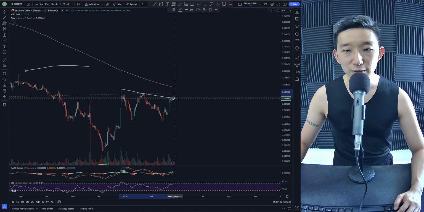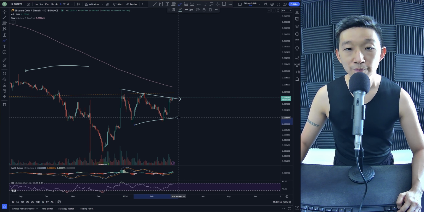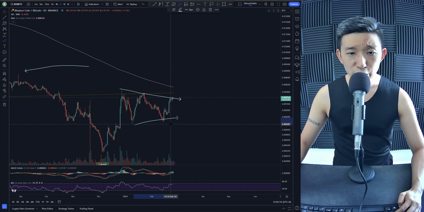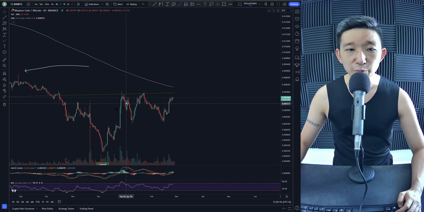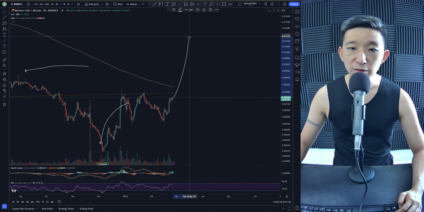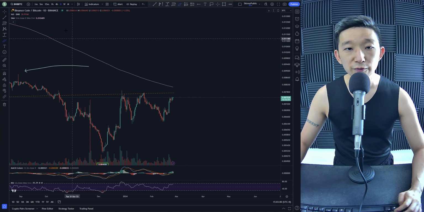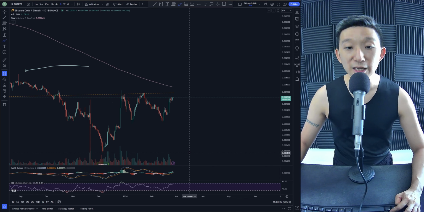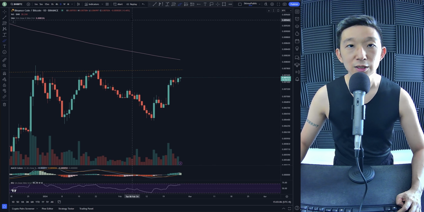If you look very carefully over here, this is a symmetrical triangle. Symmetrical triangles are continuation chart patterns. If the preceding trend is bullish, the subsequent trend will be bullish. If the preceding trend is bearish, the subsequent trend will be bearish. More likely than not, of course, no guarantees.